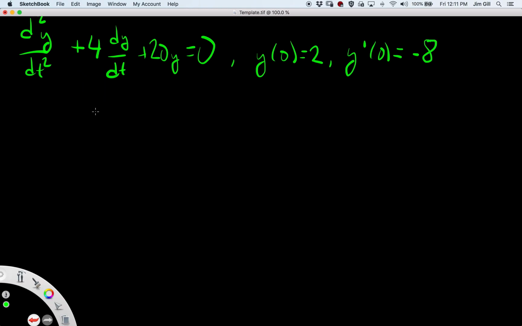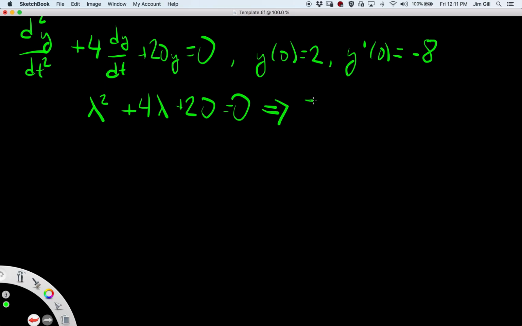Okay, so again, we make our polynomial. This is going to be lambda squared plus 4 lambda plus 20 equals 0. Looking at this for a moment, we're just not seeing anything that's going to factor really well. 2 times 10 isn't going to work. 4 times 5 isn't going to work. Not looking too good. So we're going to have to use the quadratic formula.